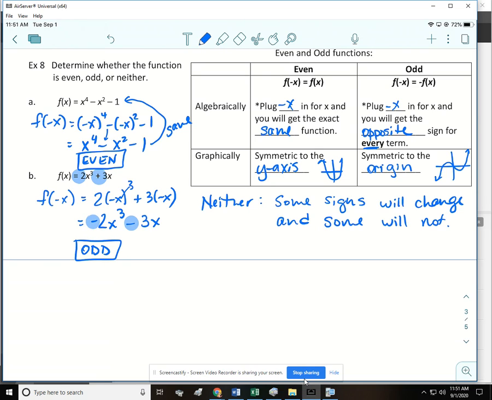Now, don't be super surprised if you get a bunch of neithers. There are a bunch of neithers. Whenever some signs change and some don't, you have a neither.